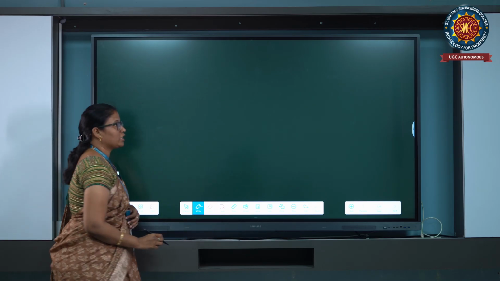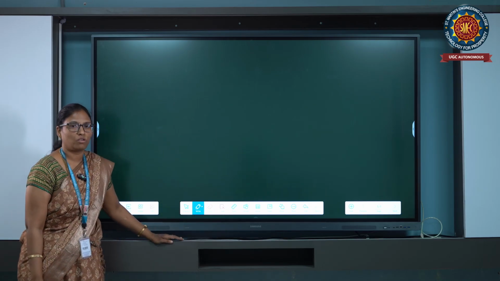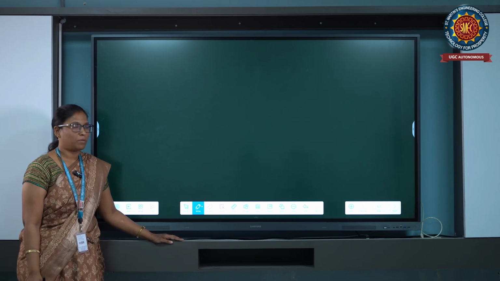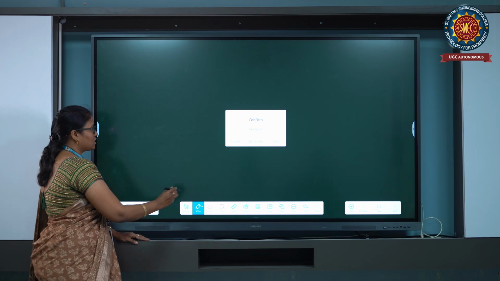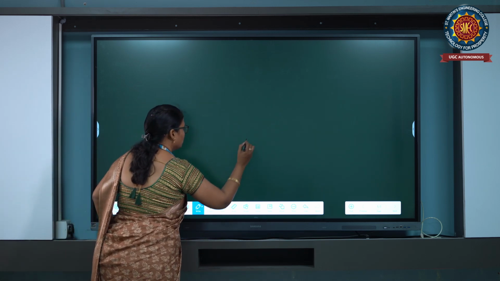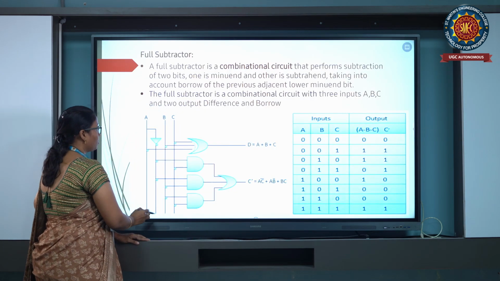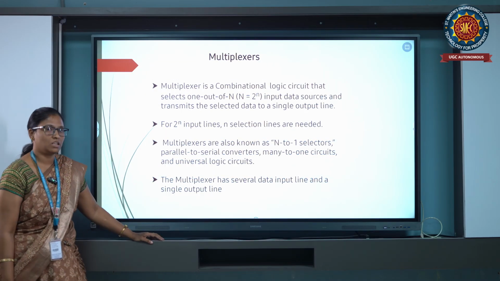This is how we can realize the combinational logic circuits of adders considering the K-map. Now let us see the next combinational circuit, that is multiplexers.